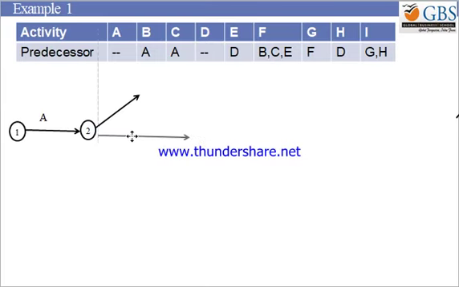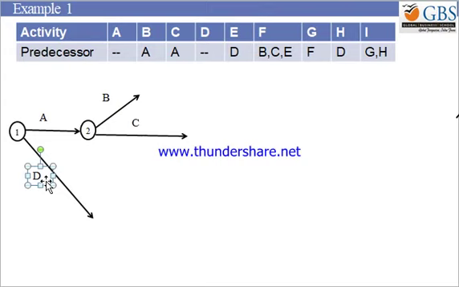So I've drawn two activities from A. Predecessors for B and C both are A, so I'll call them B and C. Now I need another activity, D, which also doesn't have any predecessors. How will you do that? Where will it start? So for your information, this is also going to start from 1. Call this D.